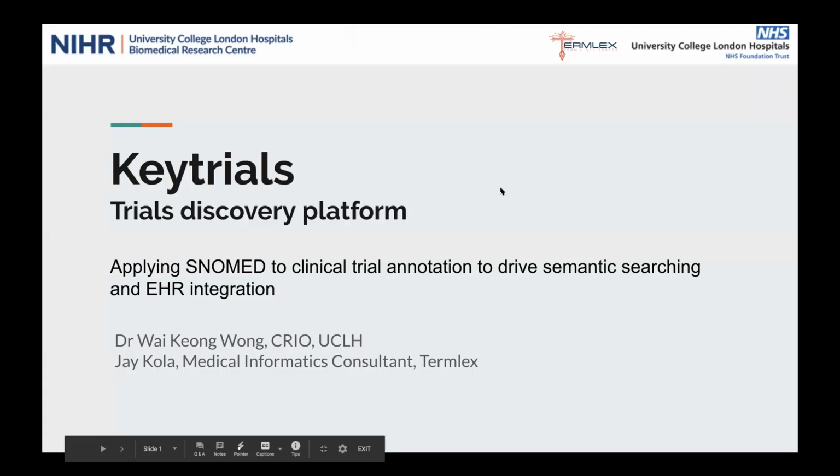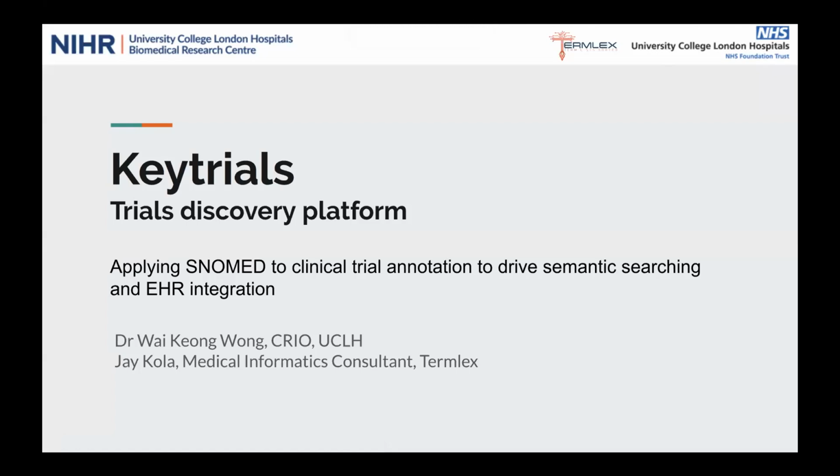So today we'll be telling you about Keytrials, which is a trials discovery platform that we've been creating over the last few years, and how we have brought clinical informatics and terminology into the research world. So I'm Wai Keong. I'm a hematology consultant and the Chief Research Information Officer at UCLH, which is a major teaching hospital and academic center in London.